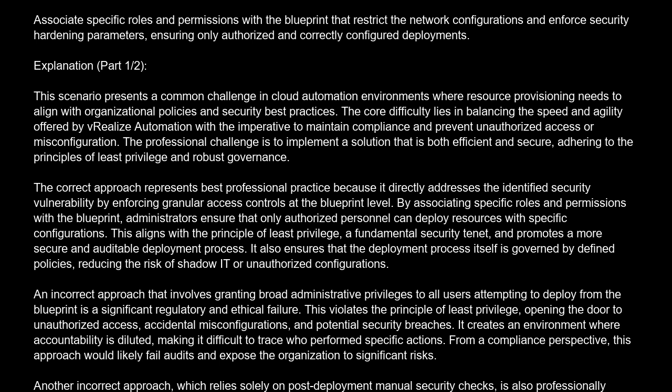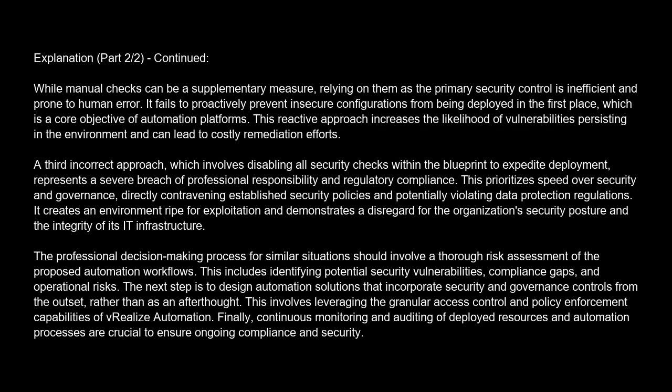Another incorrect approach, which relies solely on post-deployment manual security checks, is also professionally unacceptable. While manual checks can be a supplementary measure, relying on them as the primary security control is inefficient and prone to human error. It fails to proactively prevent insecure configurations from being deployed in the first place, which is a core objective of automation platforms. This reactive approach increases the likelihood of vulnerabilities persisting in the environment and can lead to costly remediation efforts.